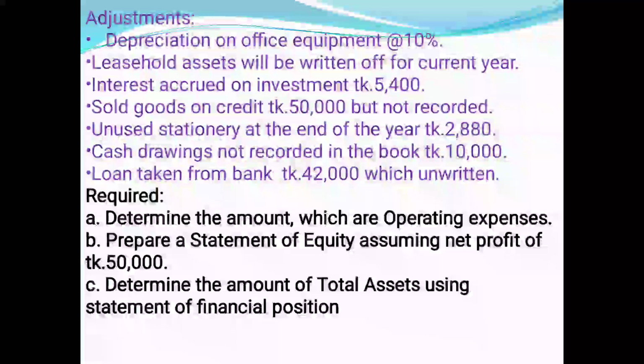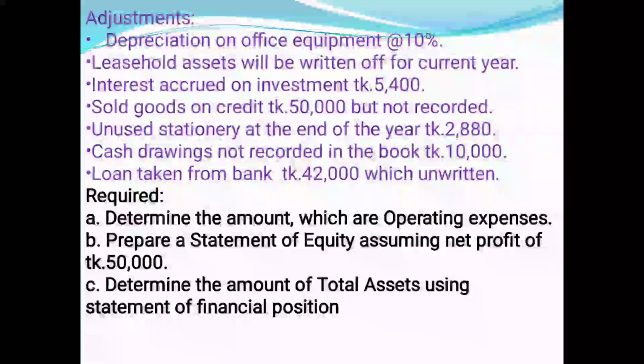Next one is cash drawings not recorded in the books, amount of 10,000. Cash drawings, this adjustment is to be shown in equity statement. This amount is to be deducted from the total capital, and cash drawn amount is to be deducted from the cash in hand or cash balance in current assets under the statement of financial position.